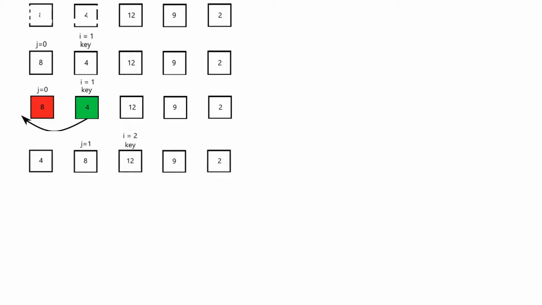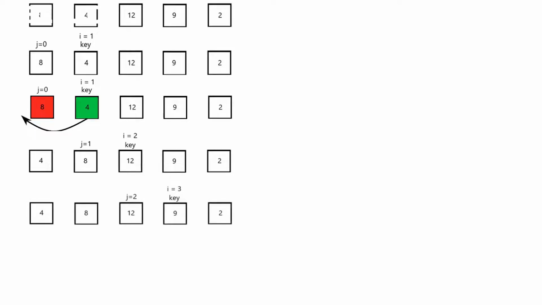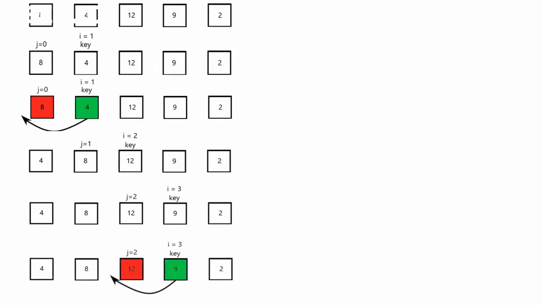Now 12 is the value being compared. Since 8 is less than 12, the while loop does not initiate and the next index in the for loop begins. Now 9 becomes the key. 12 is greater than 9, so they switch indexes.